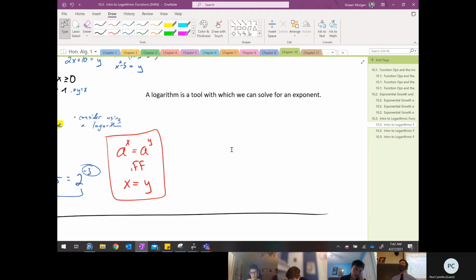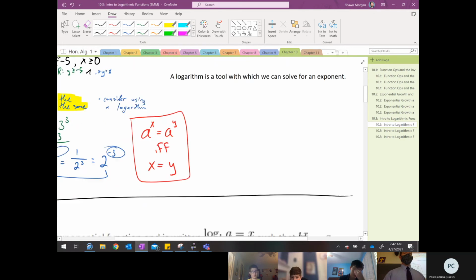Those are all examples of when the variable is down on our normal level, like x plus 5, well, just subtract 5. But now we're learning how to handle equations where the variable is up top, raised up as a power. And we're going to use what's called a logarithm.